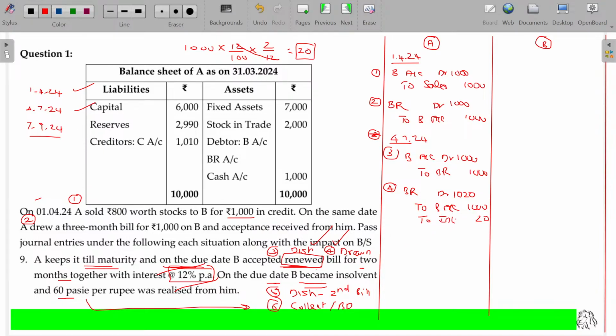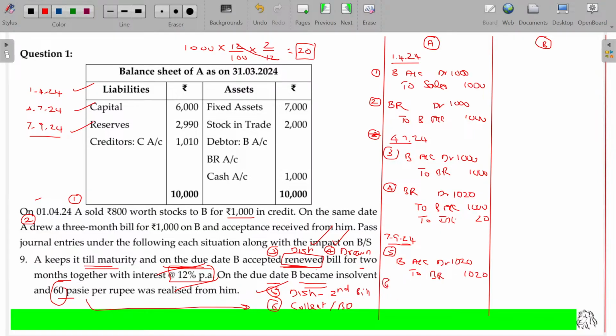And on maturity of the second bill, 7/9/24, this second bill also got dishonored. Fifth transaction. For the dishonor, the journal entry is very simple, a reversal of the BR entry. So B again becomes my debtor: B account debit to BR, this value being 1020. Now finally we collect the money for this final due, but not fully, as he becomes insolvent. Only 60 paise in the rupee is collected.